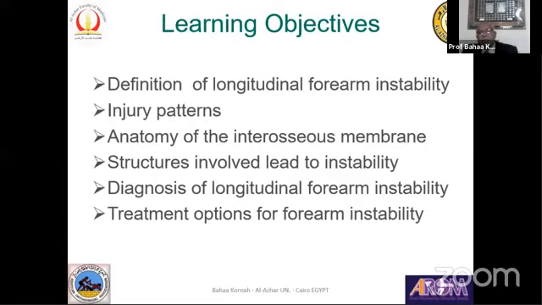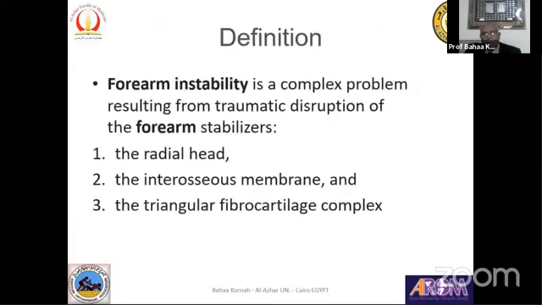So the learning objectives are: the definition of longitudinal forearm instability, injury patterns, anatomy of the interosseous membrane, structures involved leading to instability, diagnosis of longitudinal forearm instability, and the treatment options for forearm instability. What is the definition of forearm instability?